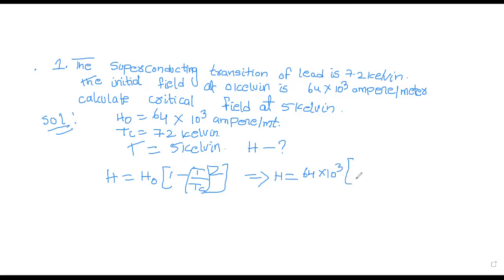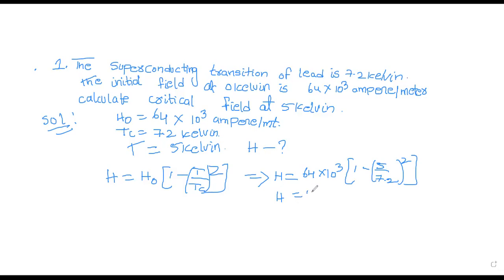As it is, you need to write 1 minus T. T is what here? T is 5 divided by 7.2, in brackets, and you can just make a square. Now when you substitute here, you'll get this particular value, 33.64 into 10 power of 3.